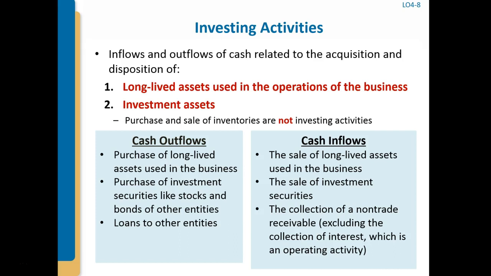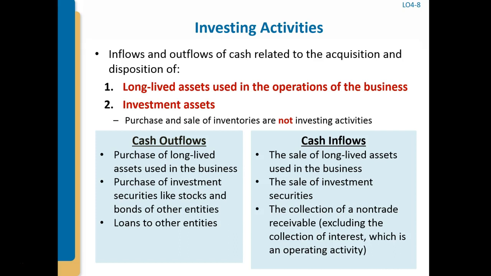Cash outflows from investing activities include cash paid for the purchase of long-lived assets used in business. The purchase of investment securities like stocks and bonds of other entities, other than those classified as cash equivalents and trading securities, are included here. And then loans to other entities.